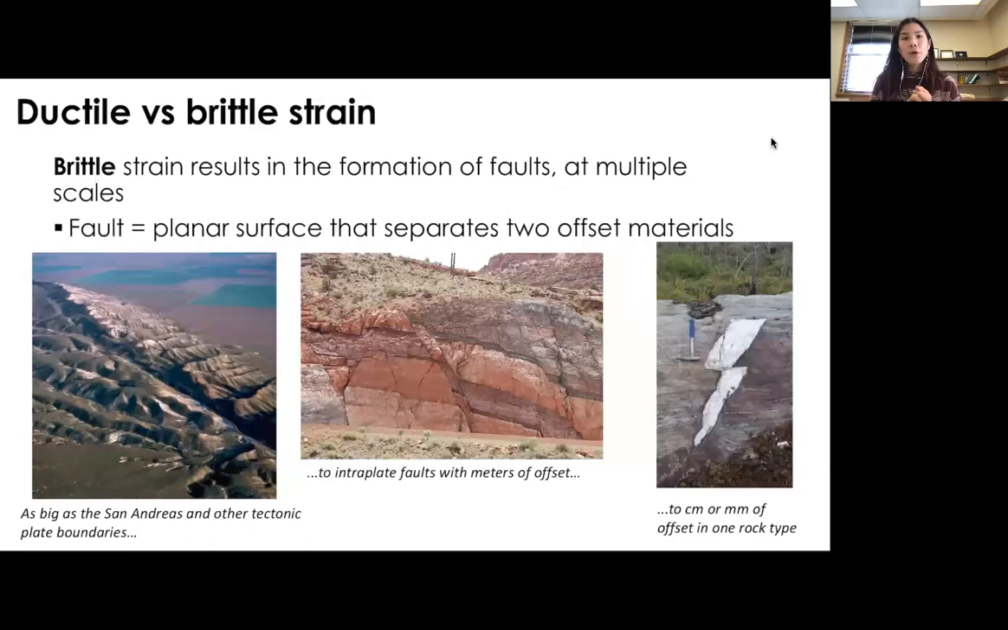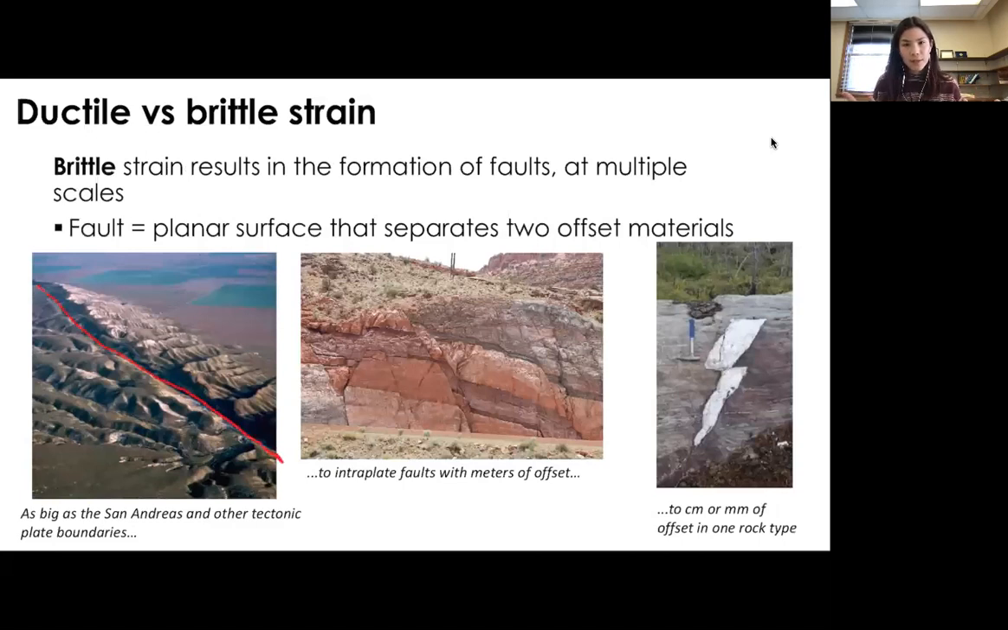All right, and so when we get brittle strain, this is going to result in the formation of things like faults. We talked about faults earlier in this class, but these are essentially planar surfaces that separate two offset materials. And this can be on multiple scales. On the far left here, we have an example of a fault that bounds two tectonic plates. This is an image of the San Andreas Fault, and that fault is this linear valley here going straight through the landscape.